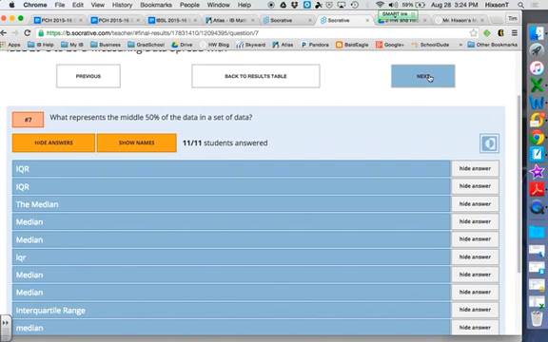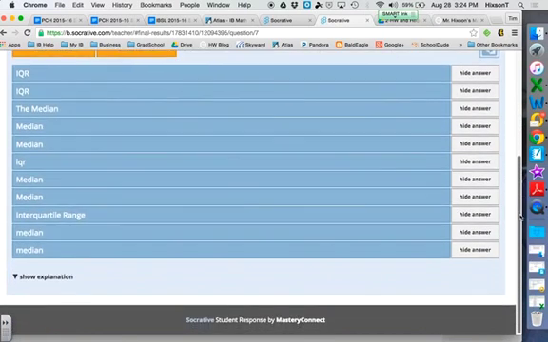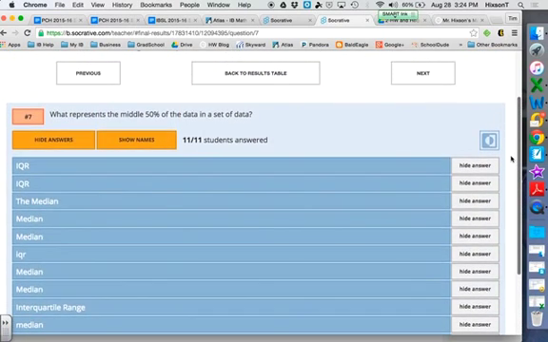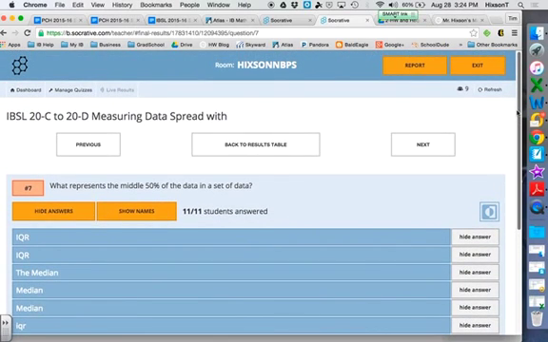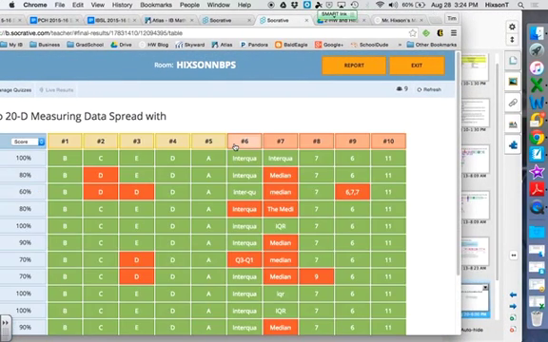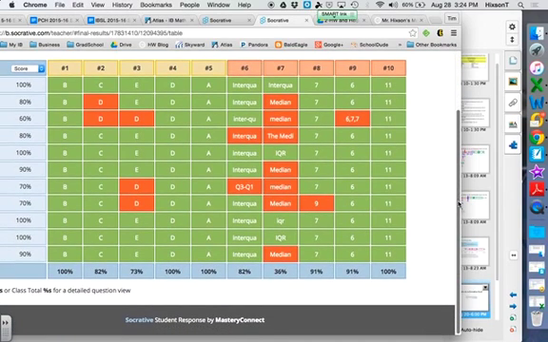Now for this one. What represents the middle 50% of the data? Not the 50% mark, that's the median, or the score that's greater than 50% of the data. What's the middle 50% of the data? That is the IQR. You could have put IQR or interquartile range. All right. You guys did real well. Okay, you did pretty well. All right. Are there any questions?